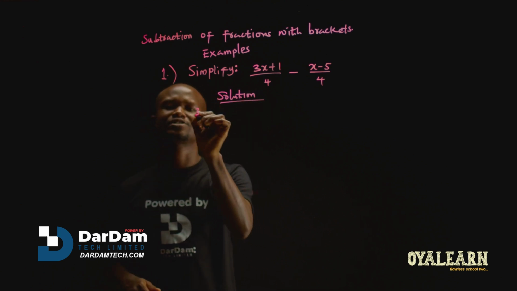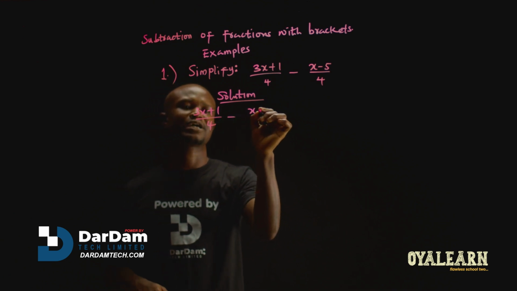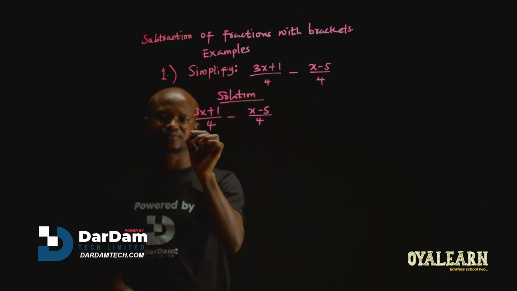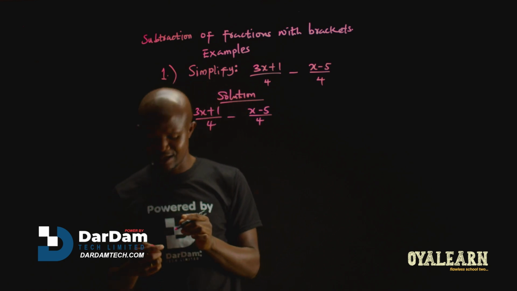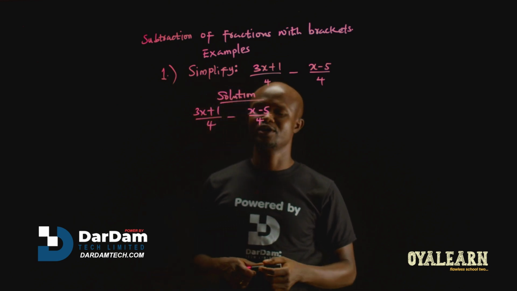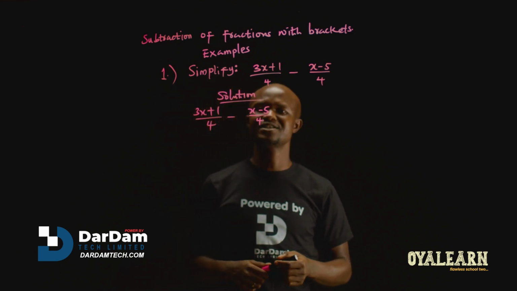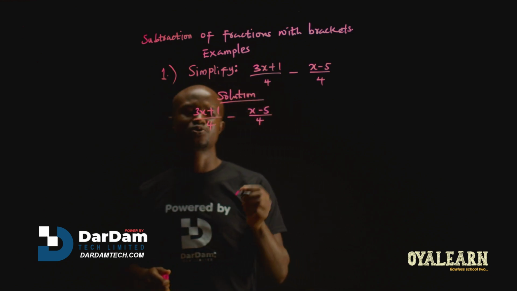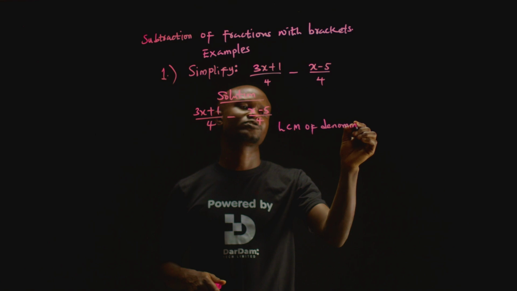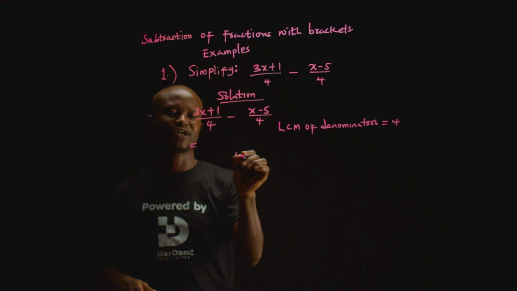We have (3x + 1) divided by 4 minus (x - 5) divided by 4. Now, the LCM of denominators is still going to be 4, because the denominator of the first fraction is the same as the denominator of the second fraction. So the LCM of the denominators equals 4. So in this case, we have 4 here.